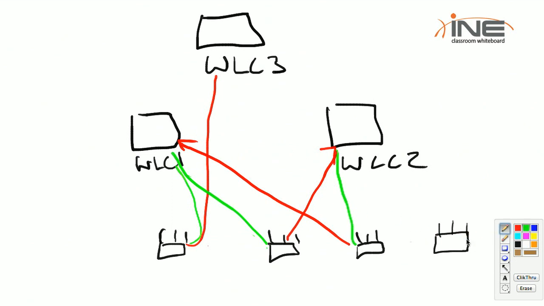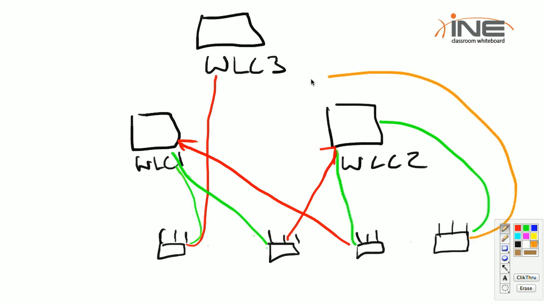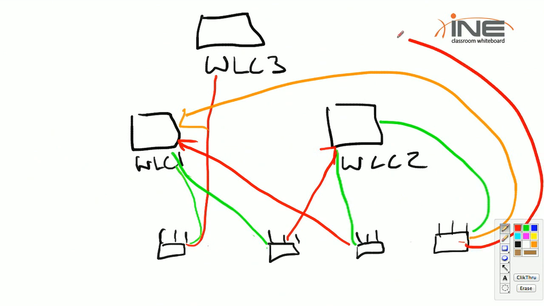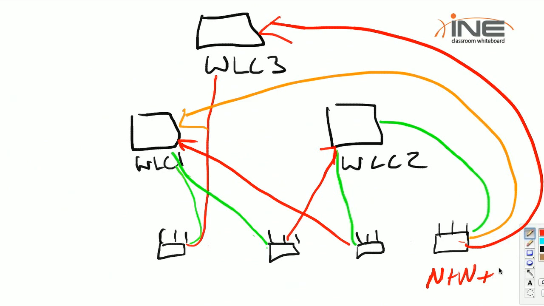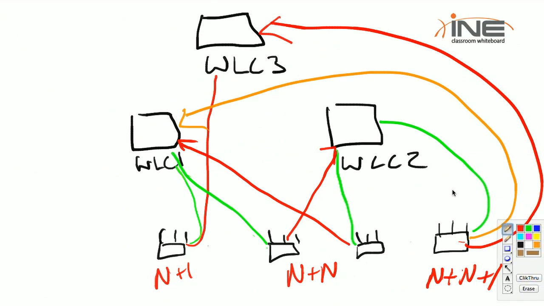And then the design with 3 is I have WLC2 as my primary, WLC1 as my secondary, and WLC3 as my tertiary. So this would be the N plus N plus 1 model. So this would be N plus 1. This would be N plus N, so 2 backing each other up. And then the N plus N plus 1 model, where they're backing each other up, but then there is also an ultimate failover. Again, you just have to watch for licensing and make sure that you're not overutilizing your licensing.